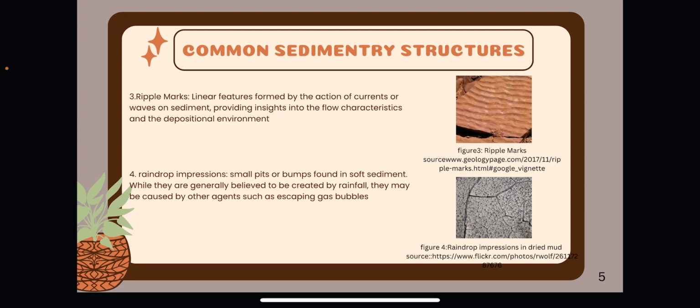The fourth sedimentary structure is raindrop impressions, which are small pits or bumps that are formed by the impact of raindrops on a soft sediment. They indicate exposure to the atmosphere and can sometimes help in determining the intensity of the rainfall. And sometimes they might be formed because of gas bubbles, not of raindrops.